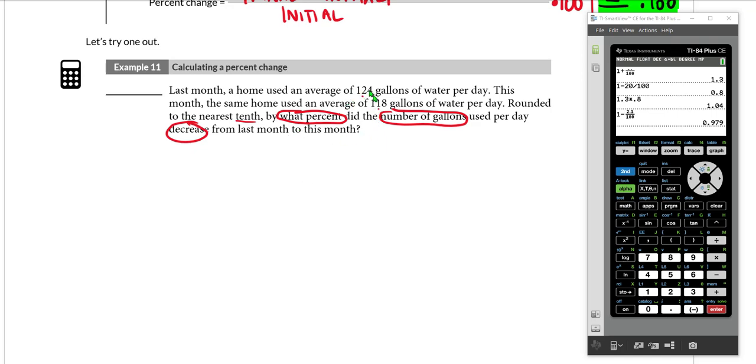So we need the percent decrease from 124 to 118. So again, what do we do? We do the change over the initial times 100. So I am going to do 118 minus 124, that's the final minus initial. Remember, we can keep this in absolute value, all over the initial, which is 124, times 100.